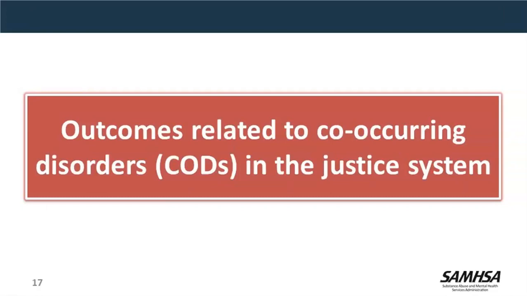We're going to look first at just some outcomes very briefly related to co-occurring disorders in the justice system. If you'll bear with me, I'll move through some of these slides a little more quickly because they're fairly basic, and we'll spend more time on some of the others.